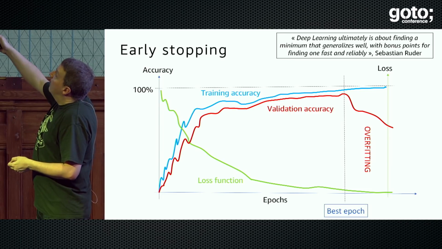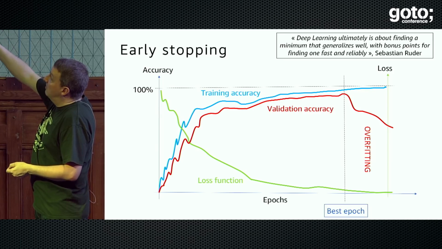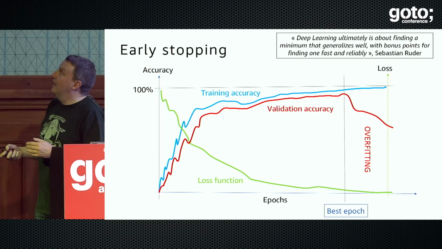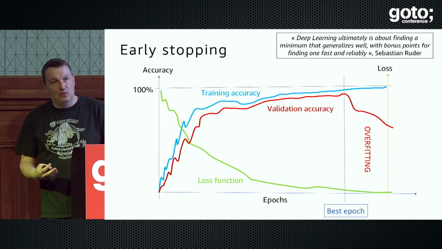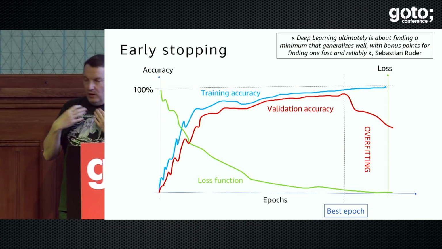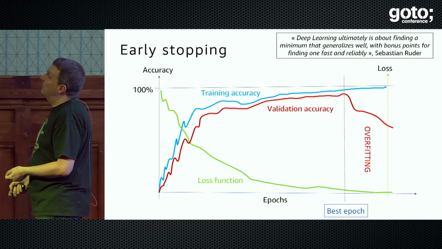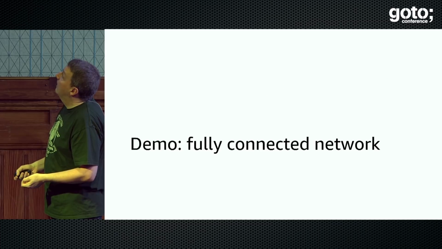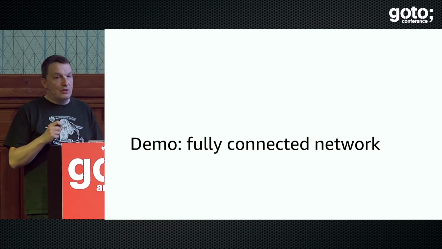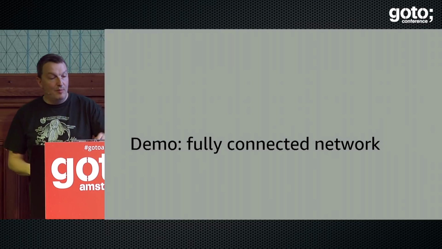And of course, if you can find it fast, that's fine, because you can train faster and save money. And if you can find it again and again, that's fine too, because you will train many times, you will retrain with new data, and you will need to find that result again and again. And this is a really, really good definition of deep learning. All right, we're done with the theory, so let's look at an example now.